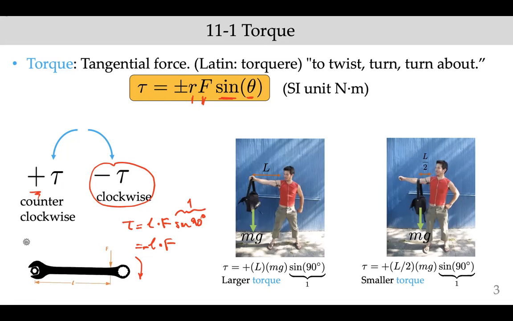Okay, what about the torque here? Well, the force is mg. The length is from the force to the axis of rotation. The length is L, and the angle between them is 90 degrees. So in this case, the torque is L times mg. But in this case, the force is again mg, the angle is the same, 90 degrees, but the length is L divided by 2. Even though the forces are the same, because r is smaller in this case, we have a smaller torque here. That's why carrying a bag like this is easier than this one, because the bag here applies less torque on the arm than here.